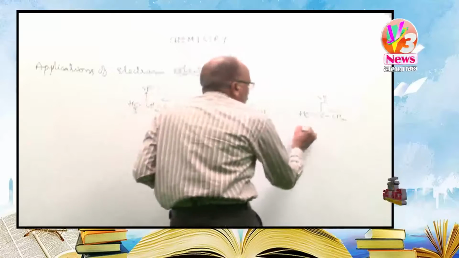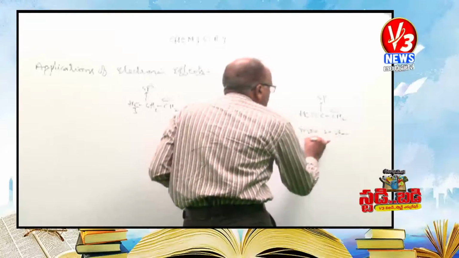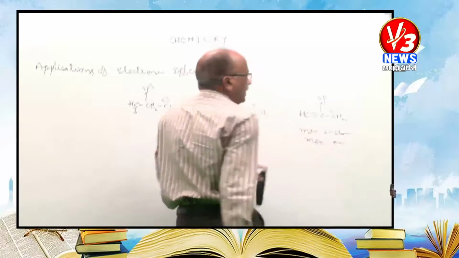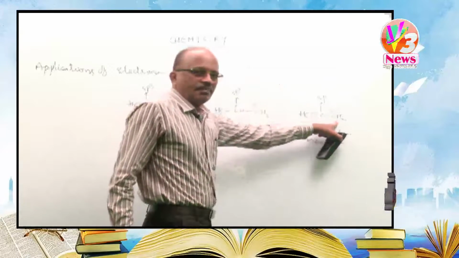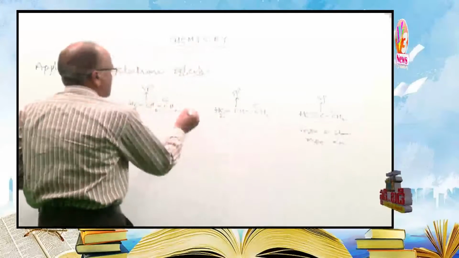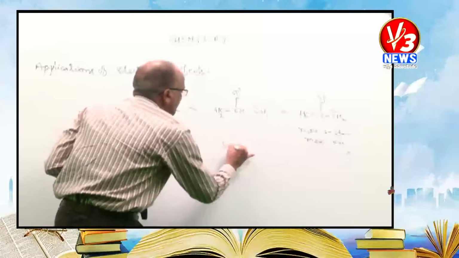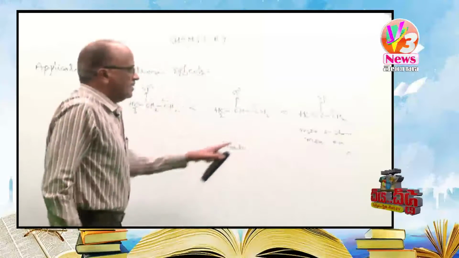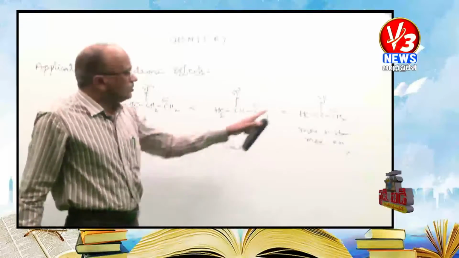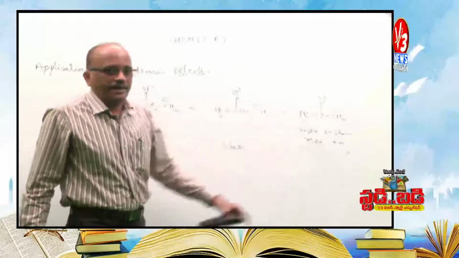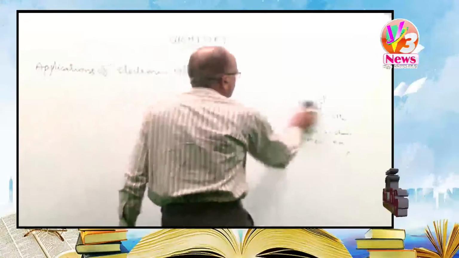You know that the more the s character, the more is the electronegativity. Then a more electronegative carbon stabilizes a carbanion. Then what is the stability order of these three carbanions? This is the stability order. That is, the more the electronegativity of the carbon attached to the negatively charged carbon, the more is the stability. This one.